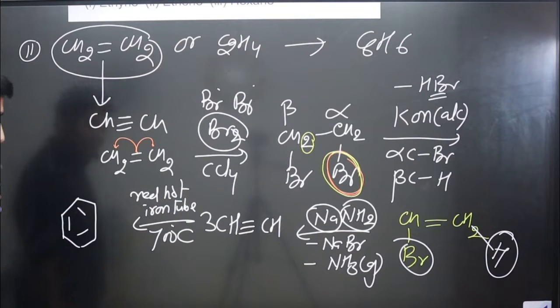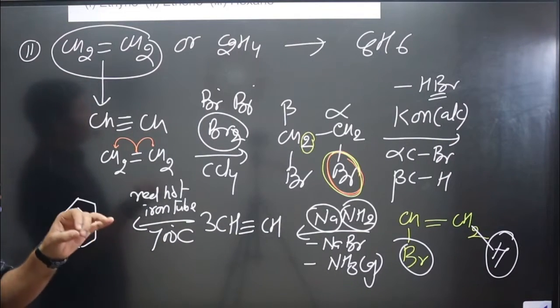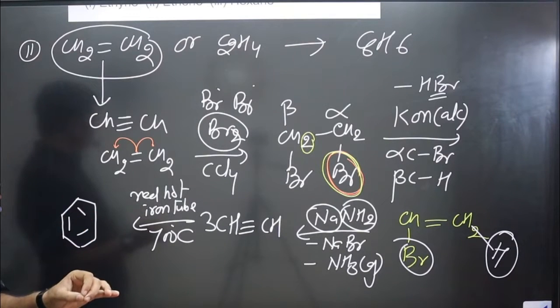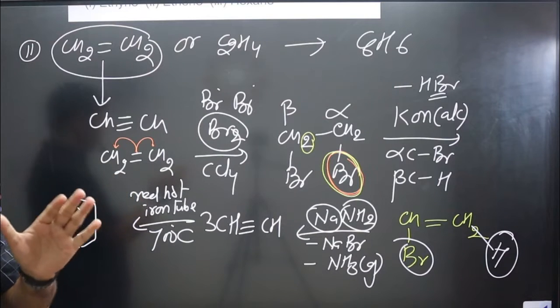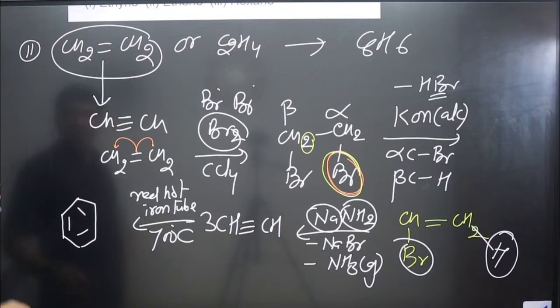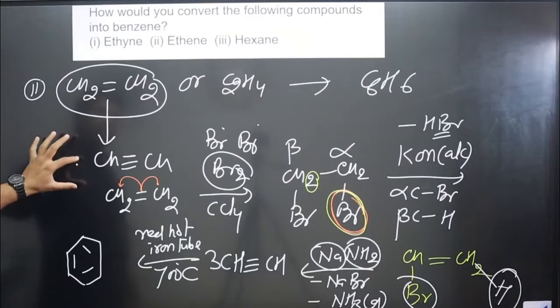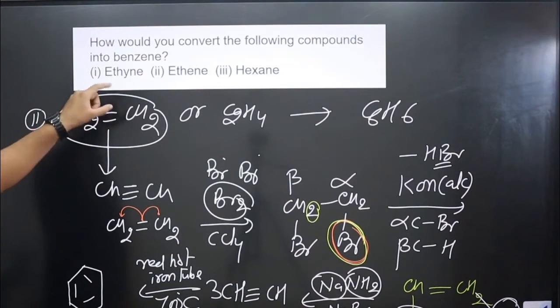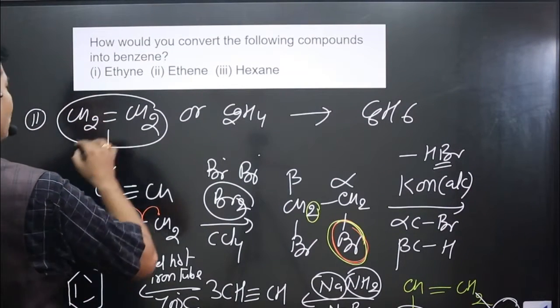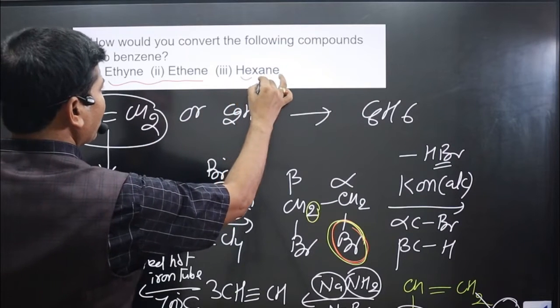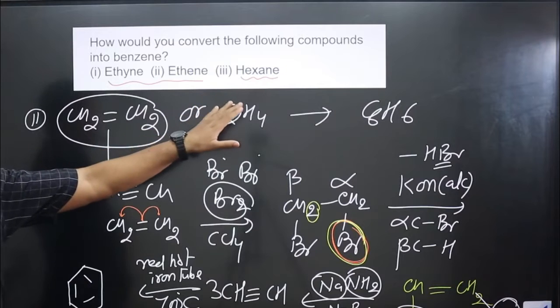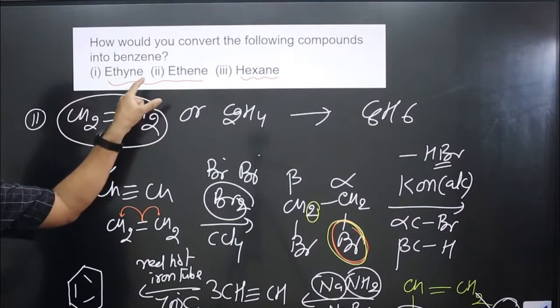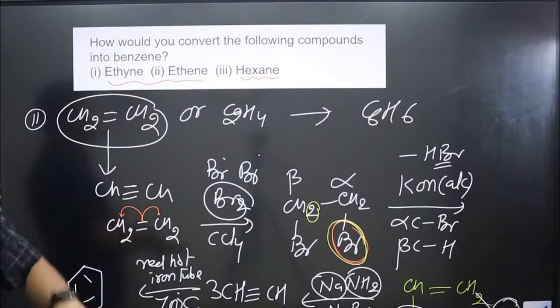Very interesting question. Okay, so from ethene also, you can see from unsaturated hydrocarbons, we have alkene as well as alkyne, both can be converted into benzene ring. And in the last, why is this question interesting? Because in this question you can see these two are unsaturated hydrocarbons. This is what saturated hydrocarbon. So you can see whether it is saturated or unsaturated, all these three can be converted into the benzene.